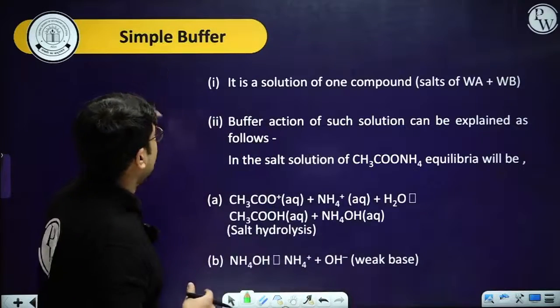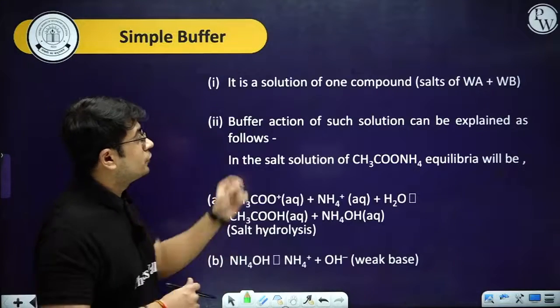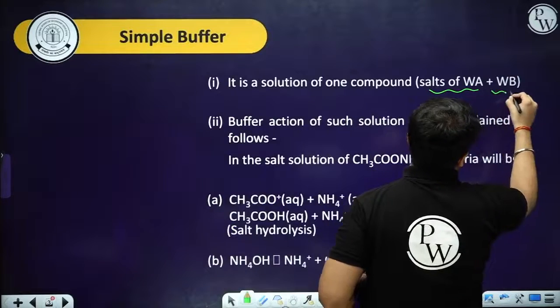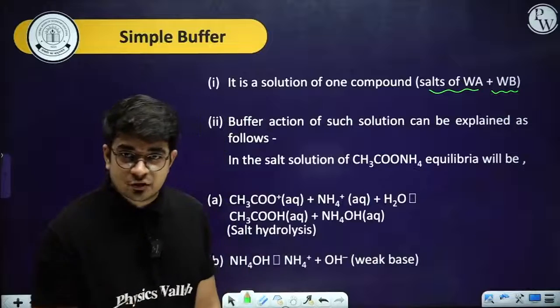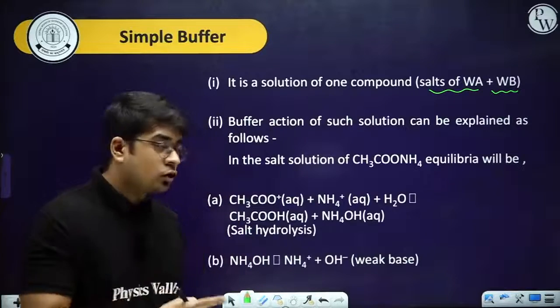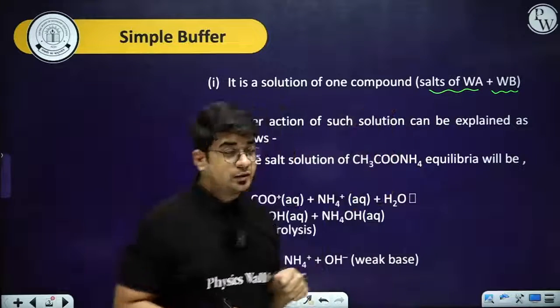So if I talk about the first part, which is the analysis of simple buffer, you can say it is a solution of one compound which is only a salt of weak acid as well as weak base. So this is one of the cases. I'm not talking about the general cases of buffer. This is one of the cases where I'm talking about the simple buffer which has only one constituent containing a salt of weak acid as well as weak base.